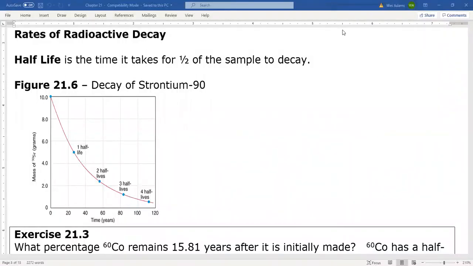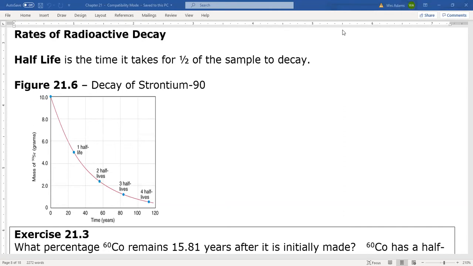Okay, let's talk about rates of radioactive decay. First thing you need to know is that rates of radioactive decay are first order kinetics. If you're unfamiliar with that, go back and look at my video on first order rate laws, because that's what we're going to be applying for this particular process.